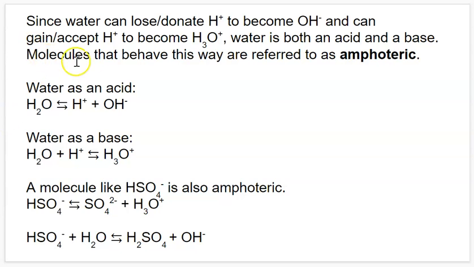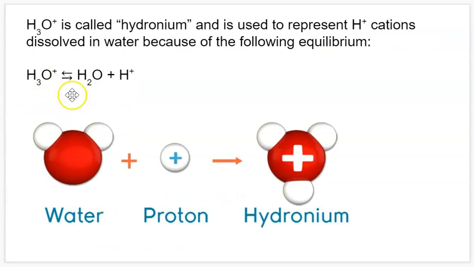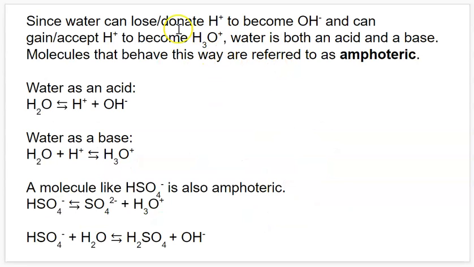Since water molecules can both lose and donate hydrogen, depending on which way we're looking at the reaction, water is something unique that is both an acid and a base simultaneously, depending on the context, depending on what it's reacting with. And molecules that behave this way are referred to as amphoteric. So something that's amphoteric is something that can behave as an acid or behave as a base.